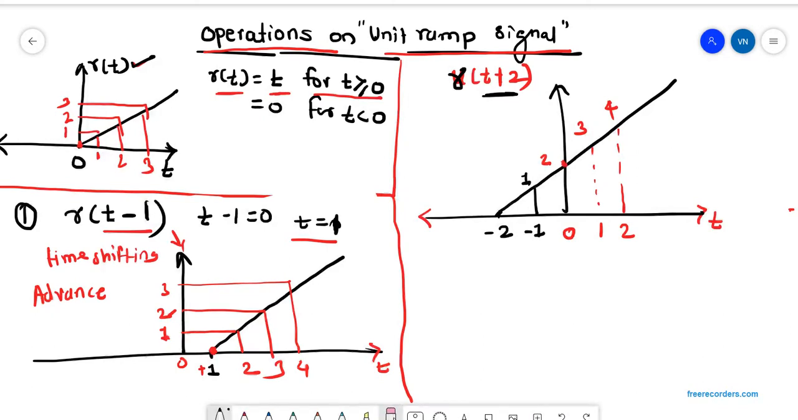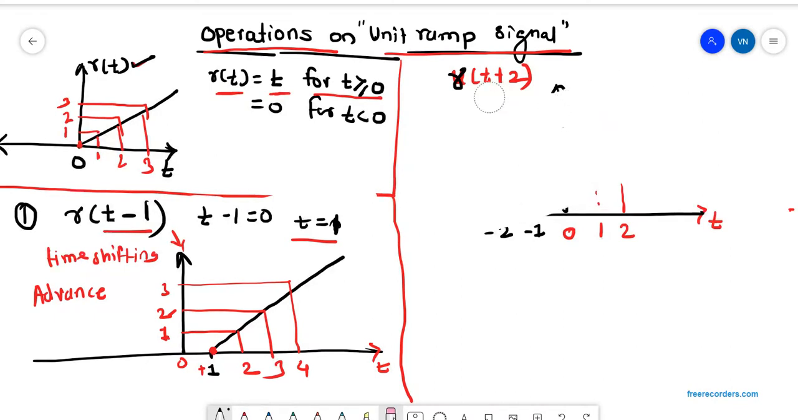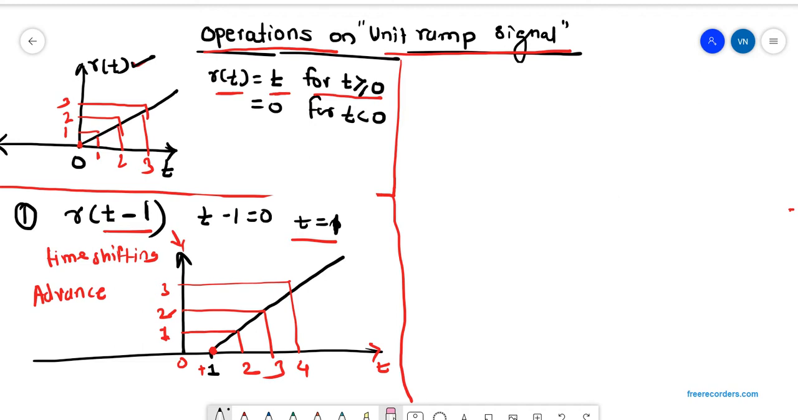Next, you can take minus 2, minus 3. As per that value, you can shift that signal in advance. So these are both operations that we have taken. That is nothing but delayed operation and advanced operation, and both operations are time shifting operations.